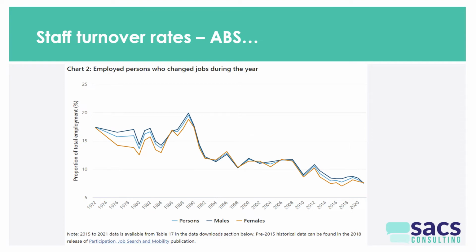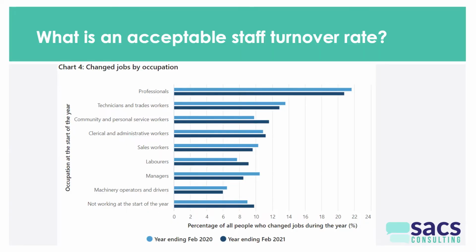What you see now is that the average rate of staff turnover in Australia is just over 8%. And if you went back years ago, it would be 15%. What is a good staff turnover rate? Well, let's look at some further statistics.